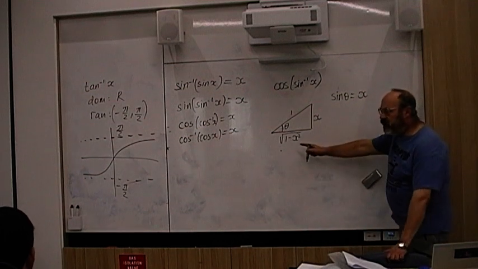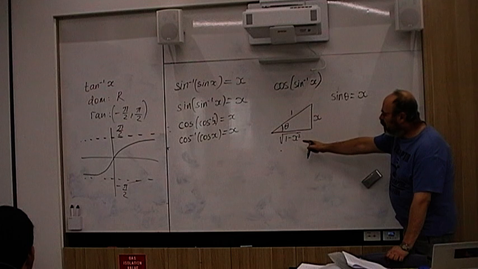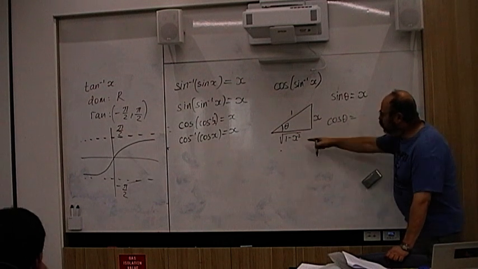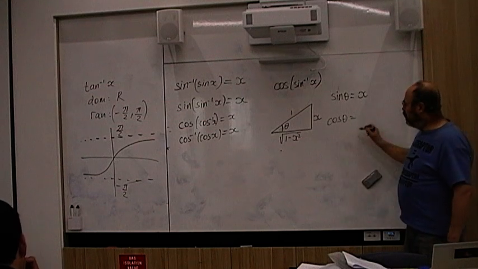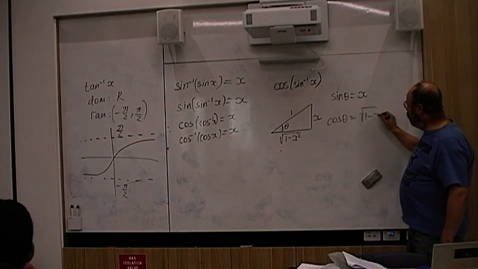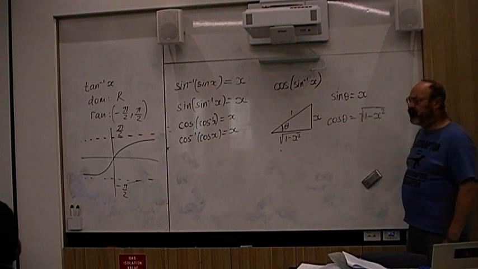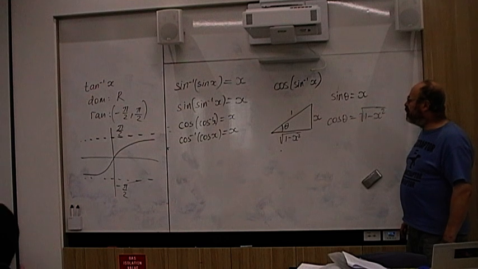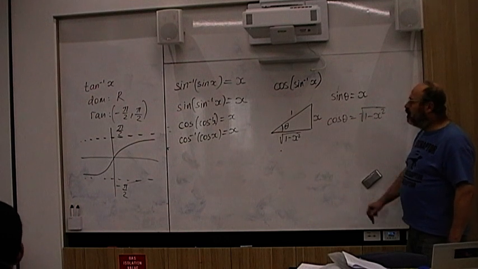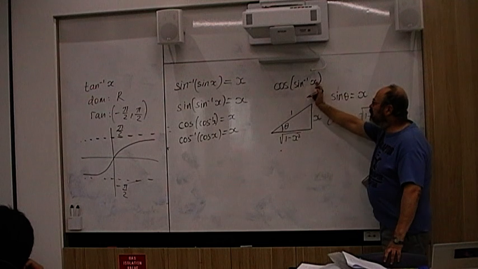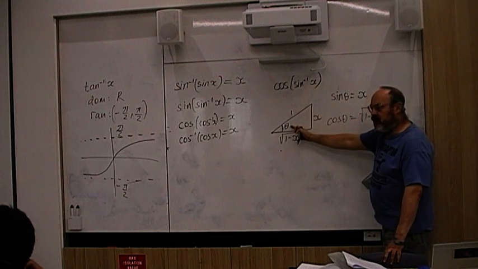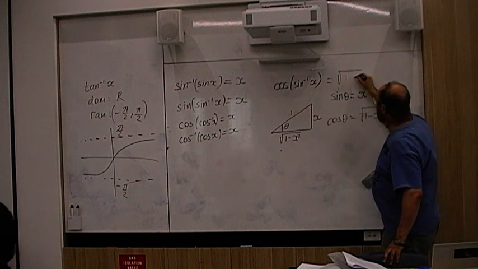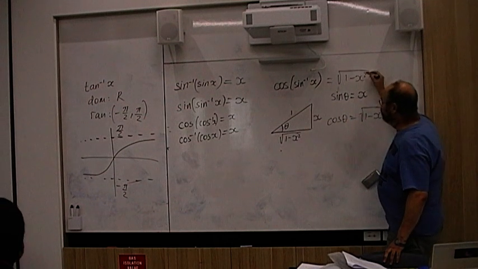So what will cos theta equal? x on the square root of 1 minus x squared. On 1. So let's say sine inverse of x equals theta. Then what does cos theta equal? The square root of 1 minus x squared.